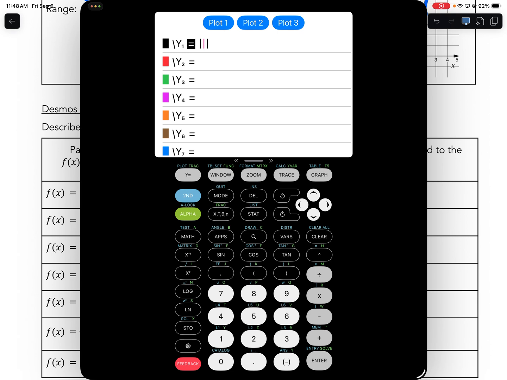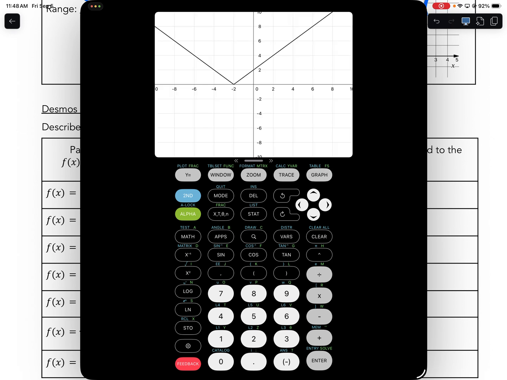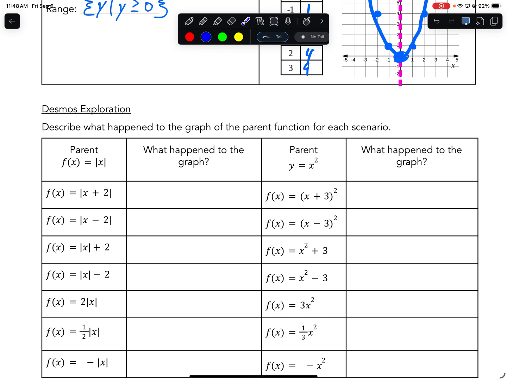The first thing we had on that was x plus 2. You might remember from block day, where does this move, left or right 2? Left. Right? So when it's plus inside of the bars or inside of the parentheses with the squared, it moves the opposite direction of what you might think. Because it's squaring or taking the absolute value, that's why. So this one moves left 2.